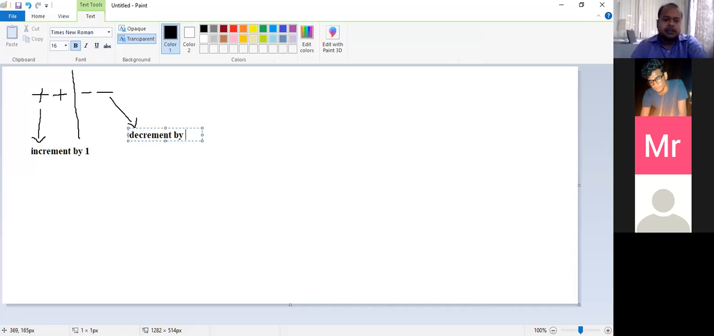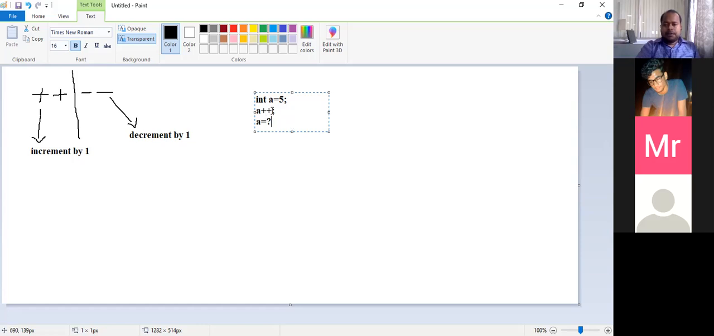Suppose I am writing int a equal to 5. Then I am writing a plus plus. Then suppose I want to print the value of a. What is the value of a? 6. Is it okay?